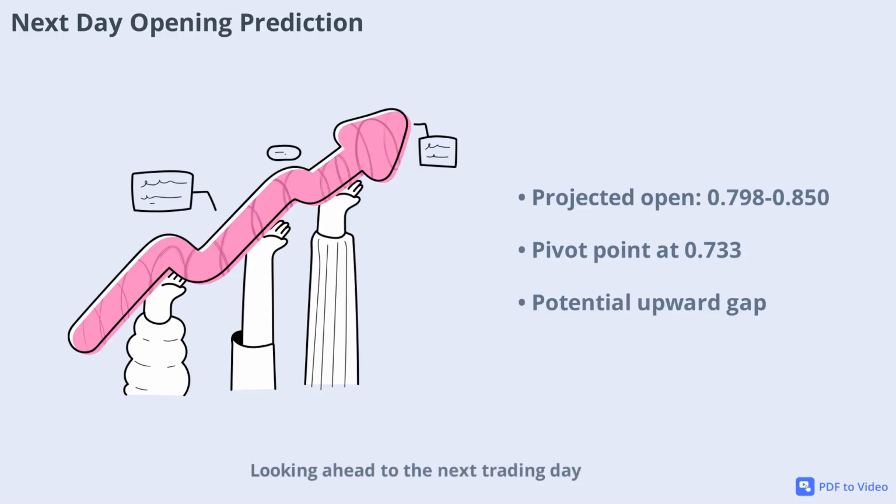Looking ahead to the next trading day, the extraordinary volume surge and recent price momentum suggest an opening between 0.798 and 0.85. The slight improvement in the MACD histogram and the extreme Stoch RSI-K readings support the possibility of an upward gap at the open. However, resistance from the moving averages could limit how far the price can go. The pivot point at 0.733 is a critical level to watch. If the price stays above it, a reversal attempt is more likely to succeed.